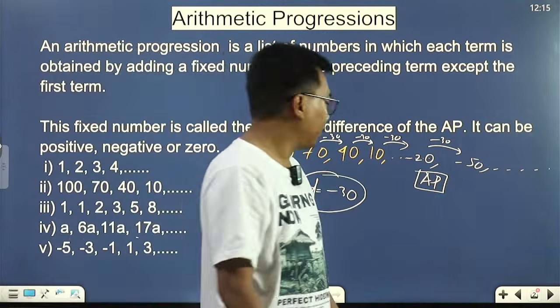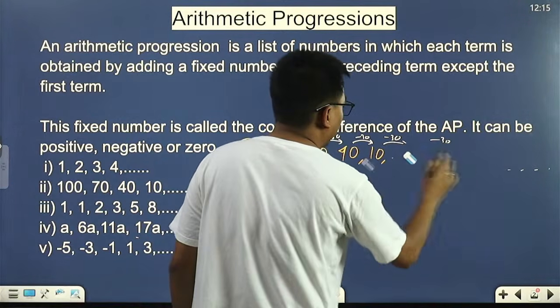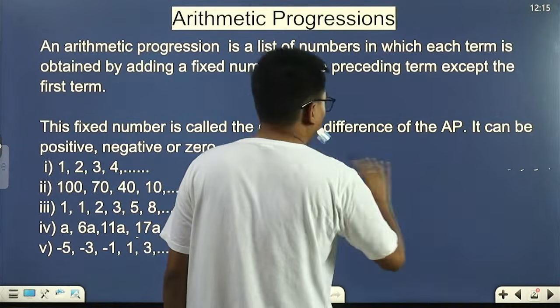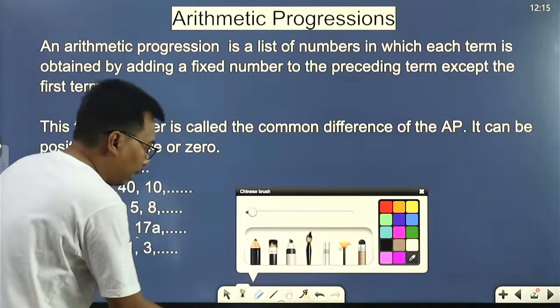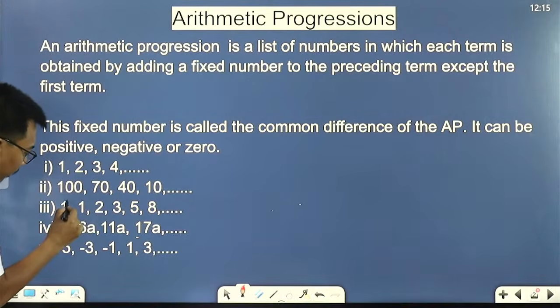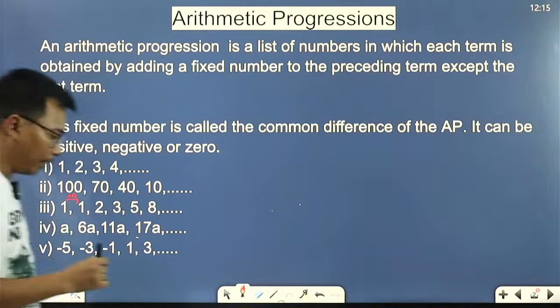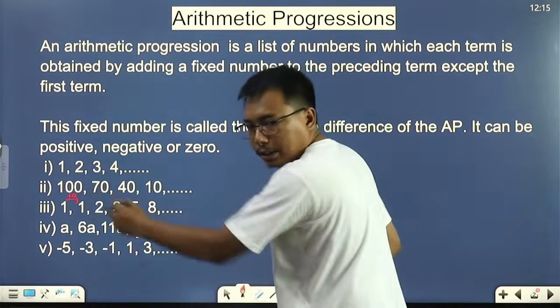Now, similarly, we can check all these examples. I'll show you here directly now. See. Now here, if we check the difference, what is the difference between them? 0. If we check, the difference is 0, right?